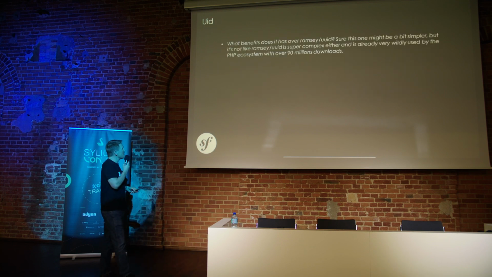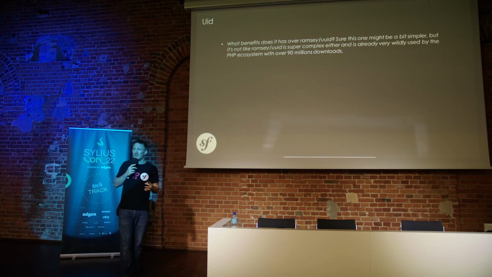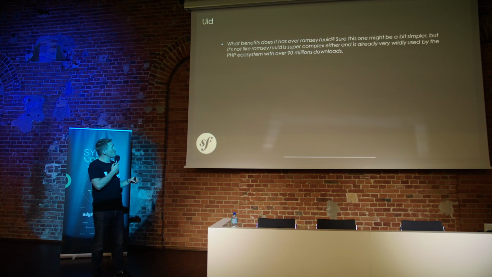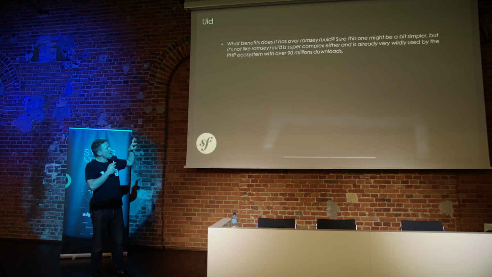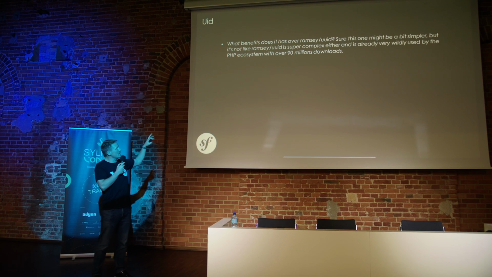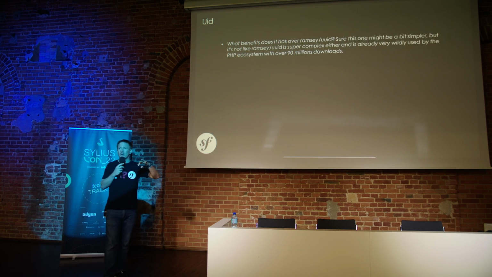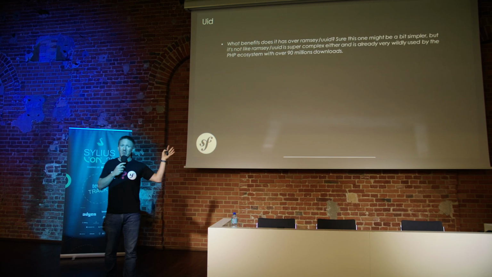So another one, this is the UID component. This one started and created a small drama because there is Ramsey UID, which predates the UID component. And so someone is in there saying, okay, maybe the UID is a bit simpler, but it's not like Ramsey UID is super complex. I don't agree with this statement. So that's a comment on the pull request.